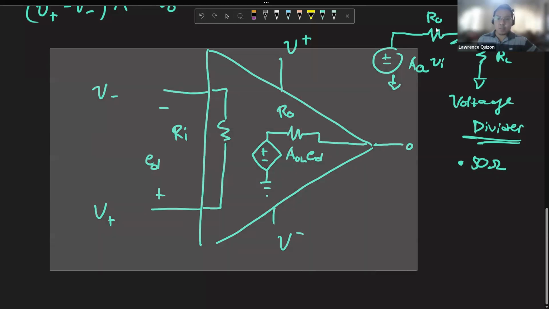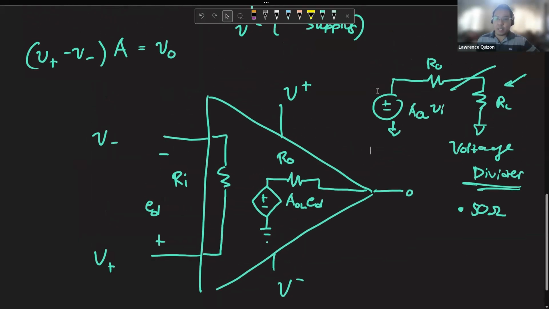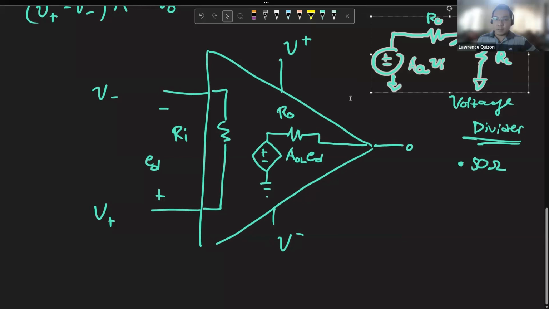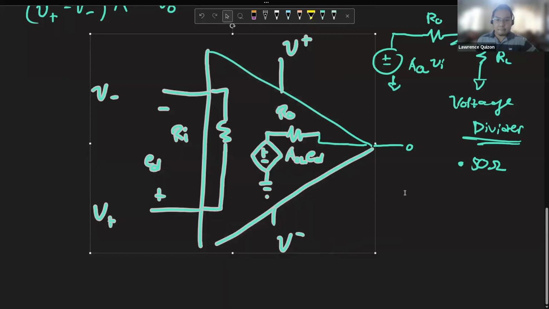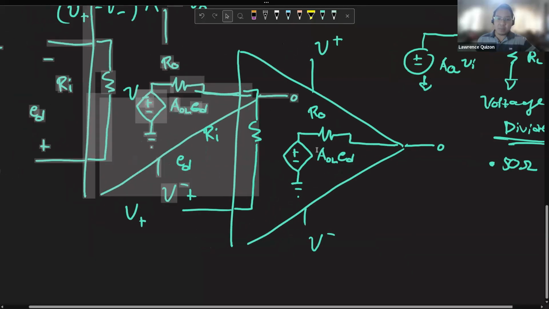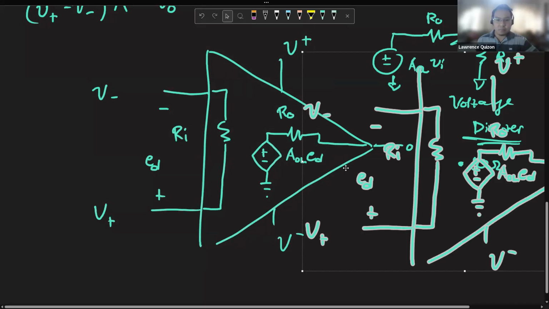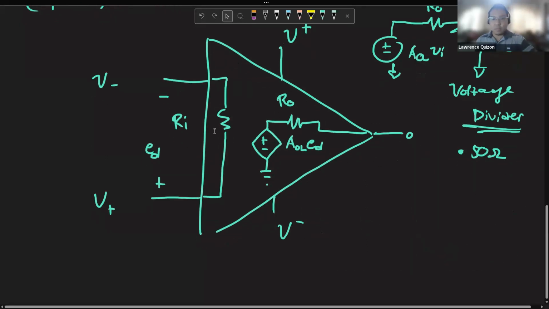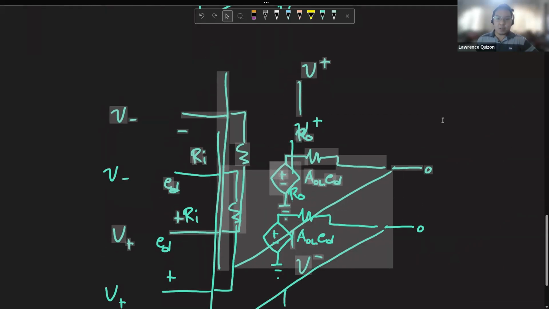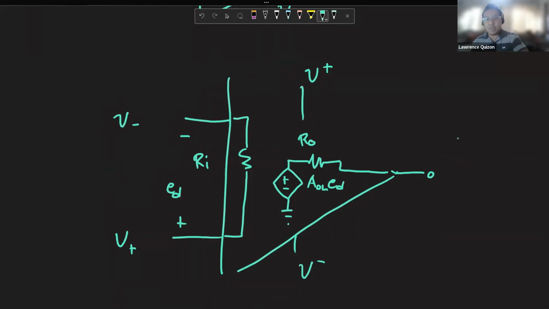So, let's copy paste this and try to analyze it further, no? Or we'll copy paste it, but we're not going to analyze it further. Sorry about that. Ang gagawin natin, we're going to create the ideal op-amp from this non-ideal model, no?